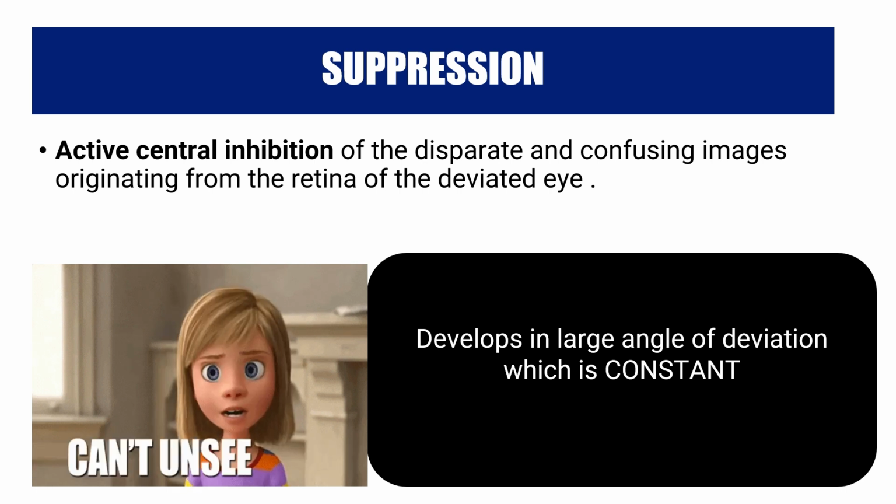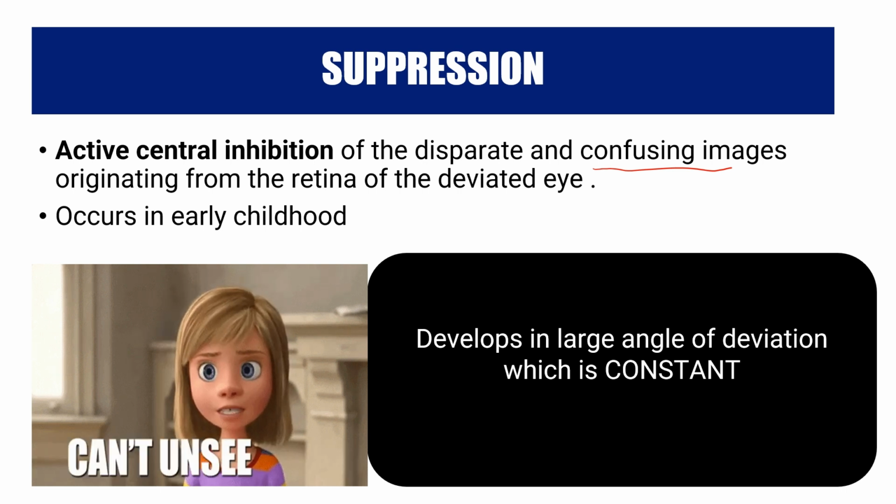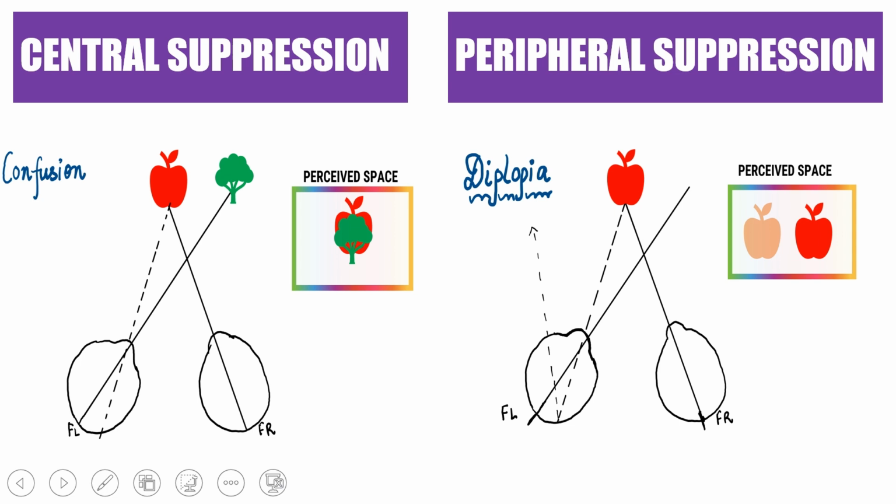So suppression is an active central inhibition of the disparate and confusing images which are originating from the retina of a deviated eye. And for suppression to develop, the visual system basically should be immature. So it's very, very important. If you remember, we discussed confusion and diplopia occurring in a visually mature system as well. Similarly, in a visually immature system also it will develop, just that they have the faculty to basically deal with it by suppressing appropriate points on the retina.